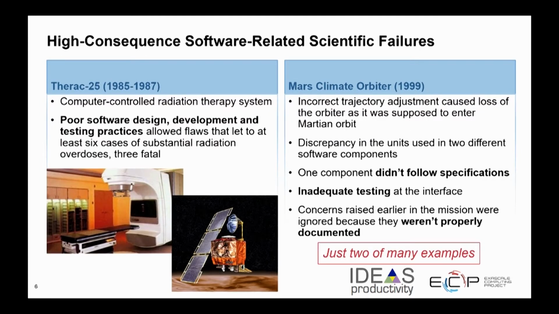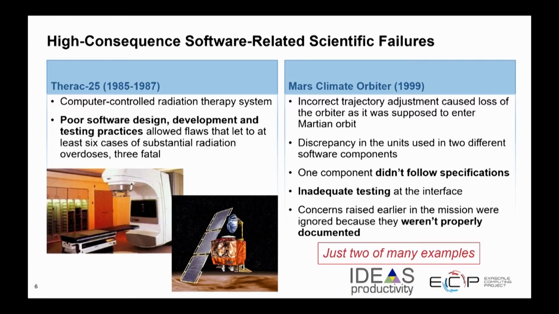There are a lot of possibilities for failure, and I just want to talk through a few things. Some really visible ones. You may have heard of a radiation therapy machine back in the 80s called the Therac-25, and a lot of poor design, development, and testing decisions allowed flaws to creep in that led to at least 6 known deaths due to radiation overdose, or I'm sorry, three deaths, but at least 6 overdoses.